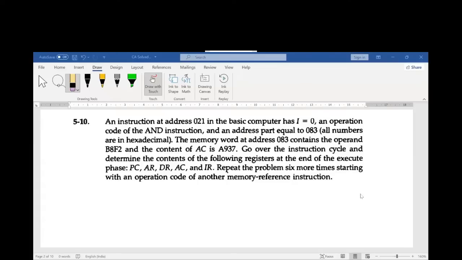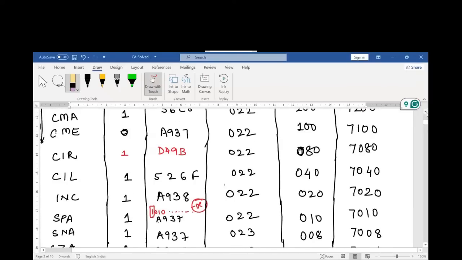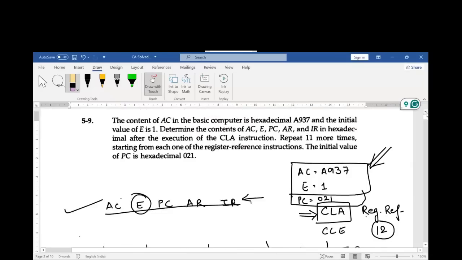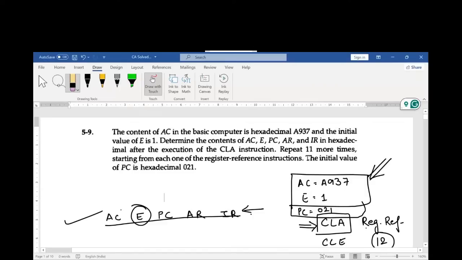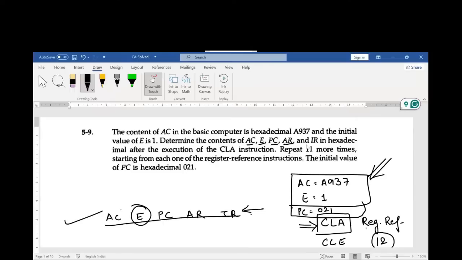Okay, in the previous session, we had seen an example on register reference instructions. Let me quickly go and show you that example so that you can have a quick recap of it. In the question that was given to us, we were asked to execute all the register reference instructions one by one. We know that there are 12 register reference instructions, so all 12 were to be executed one by one, and after execution of each instruction, we were asked to identify the value of the registers AC, flip-flop E, PC, AR and IR.